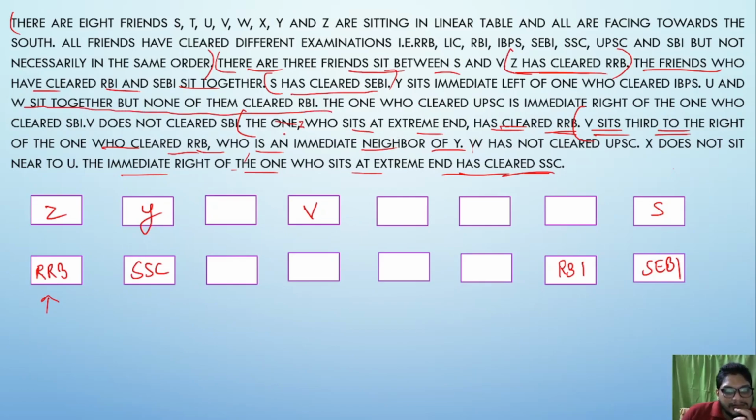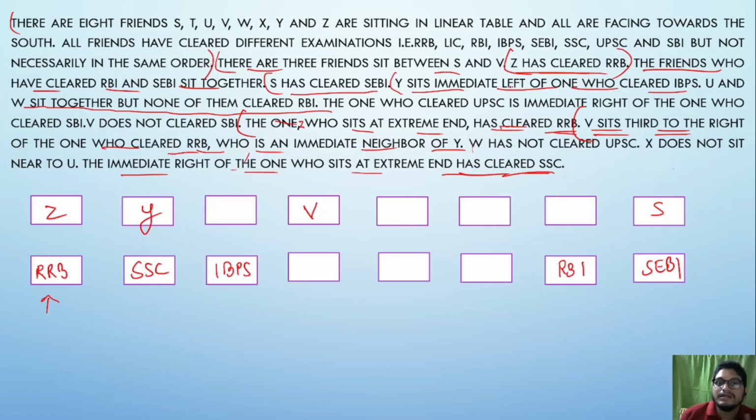Now see, what are we having? Have a look at this line. Y sits to the immediate left of the one who has cleared IBPS. Okay, so you have already fixed Y, right? So where can IBPS come? It is provided that the guy who has cleared IBPS is to the immediate right of Y.